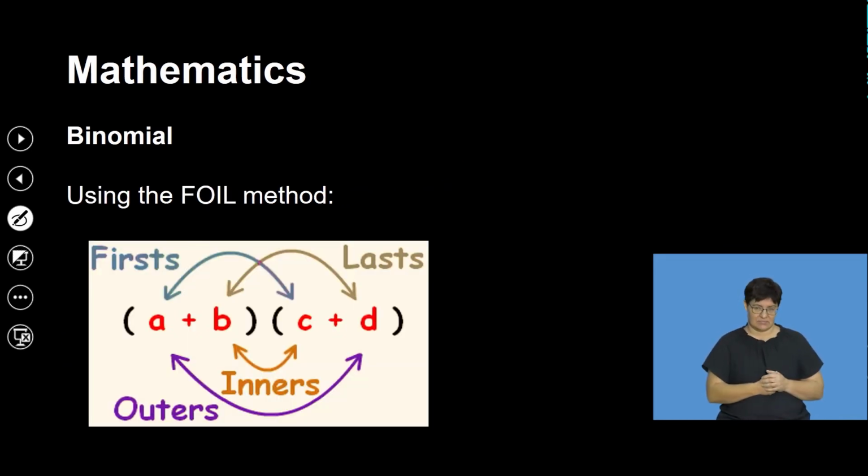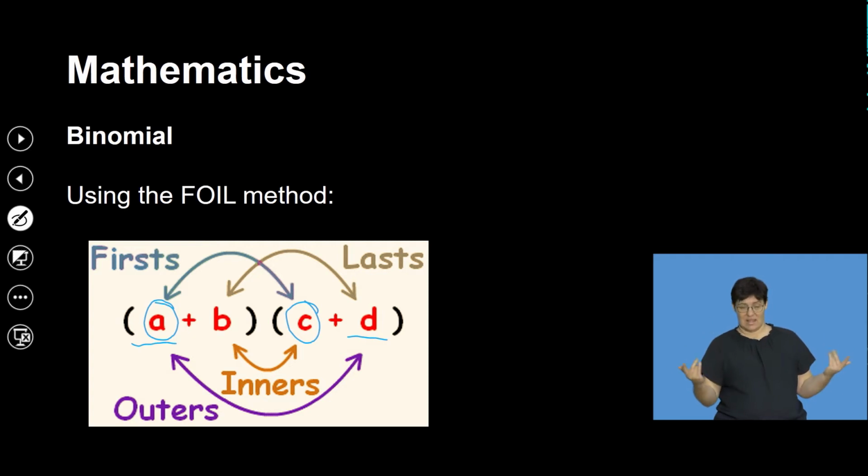Now, in practicality, this is what I mean. The first will be the first terms in both the brackets, and then it will be the O, which is the outers. So it is the outer terms of the brackets, this one and that one. And then the inners will be the inner terms of each bracket. And then it will be the last, meaning the last term in each bracket multiplied together.